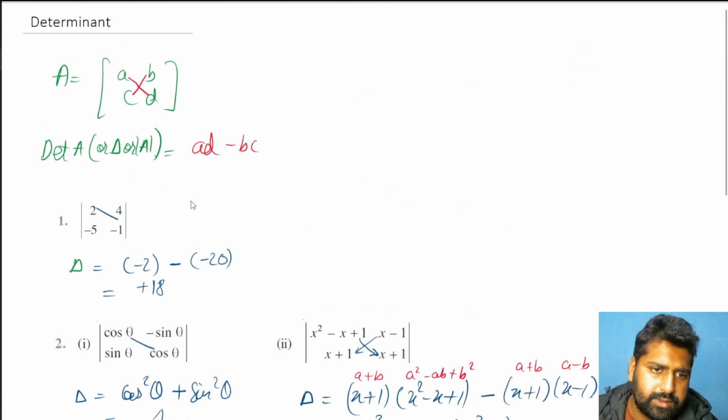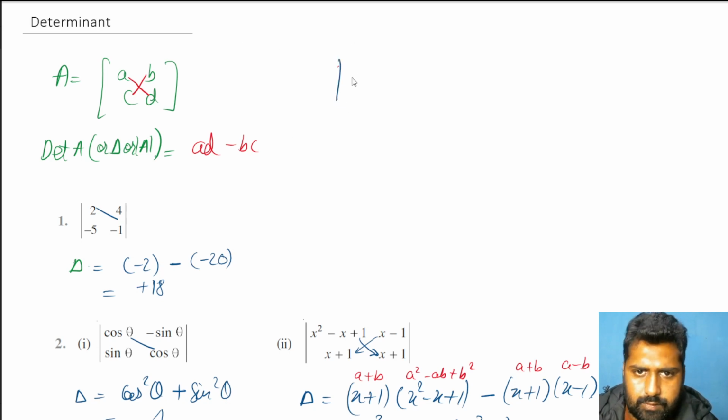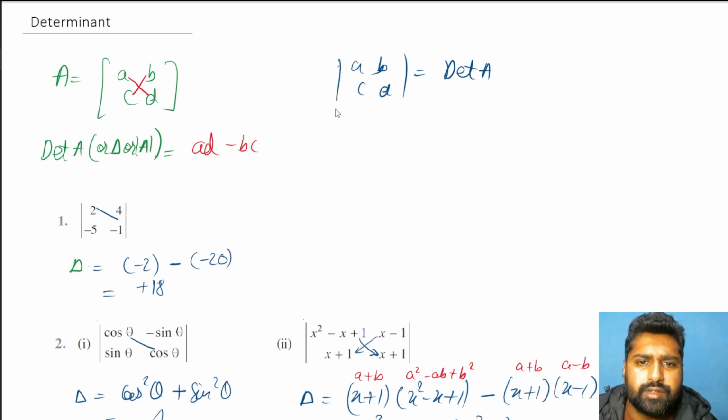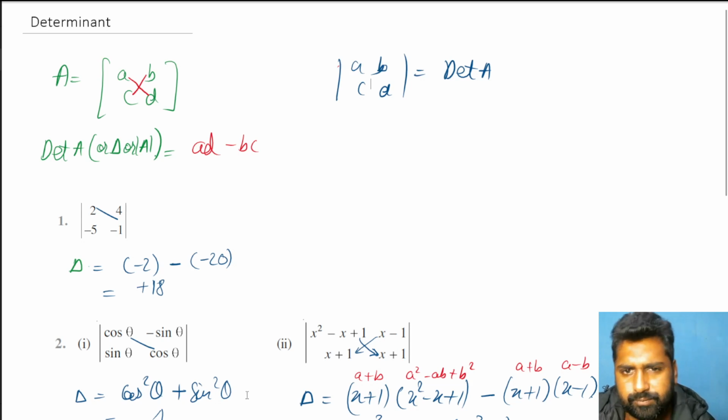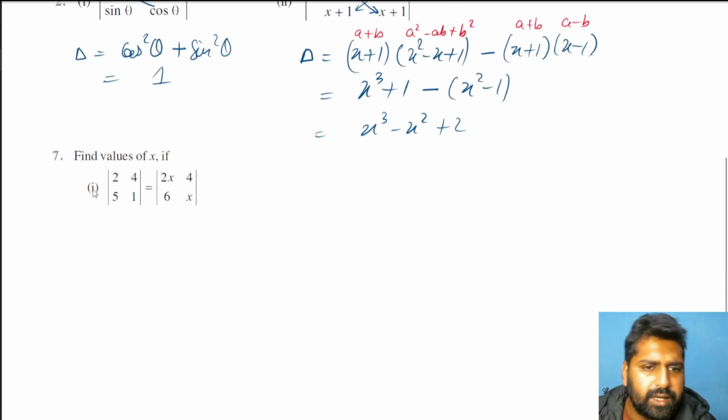If it is written a, b, c, d with straight lines, that means he's saying determinant of A. This represents matrix, that represents determinant. The only difference is with the notation. There it is a bracket, there it is a straight line, kind of like mod. So this time he's saying the matrices are not equal, the determinants are equal.